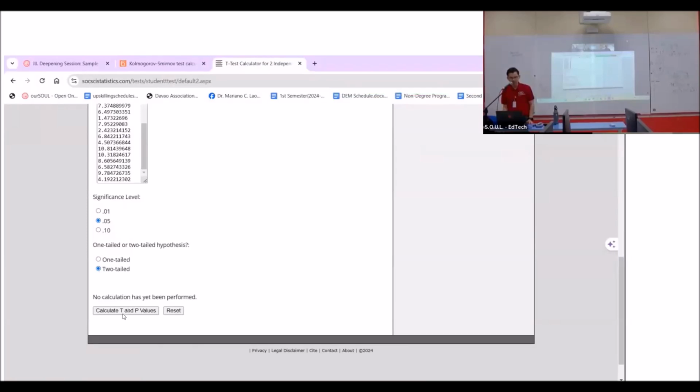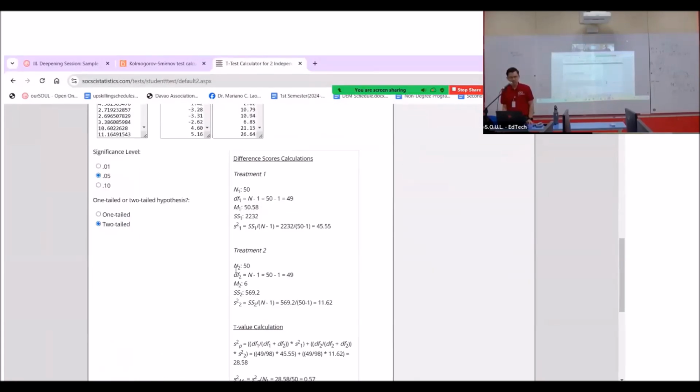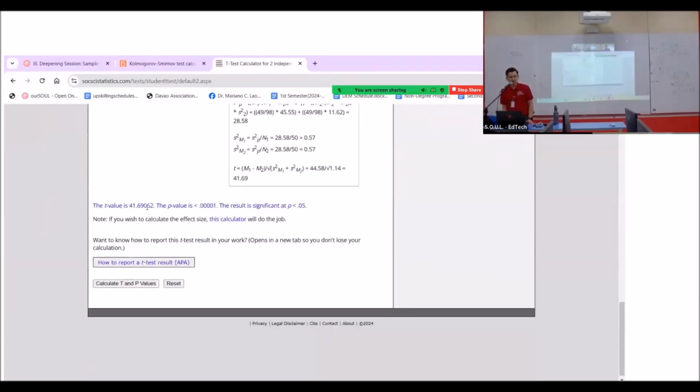And then just click T and P. And there you go. Just look at the bottom. It will tell you the p-value, and the p-value is 0.00, significant at p less than 0.05.